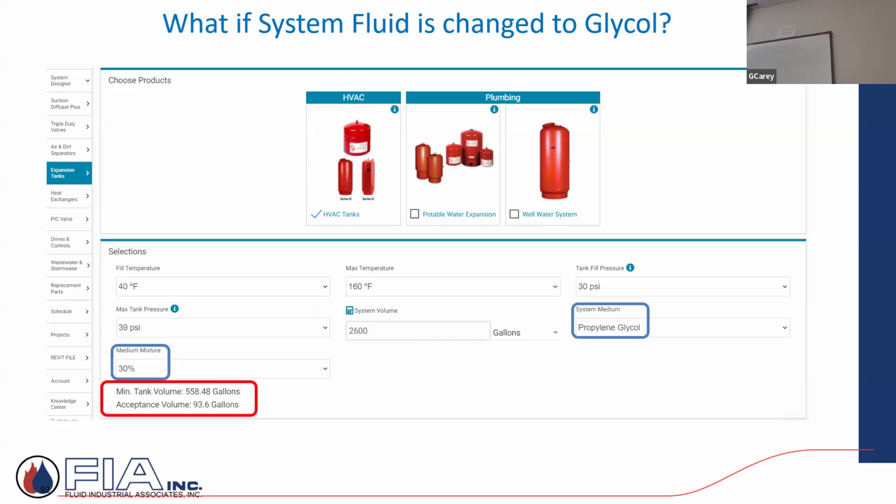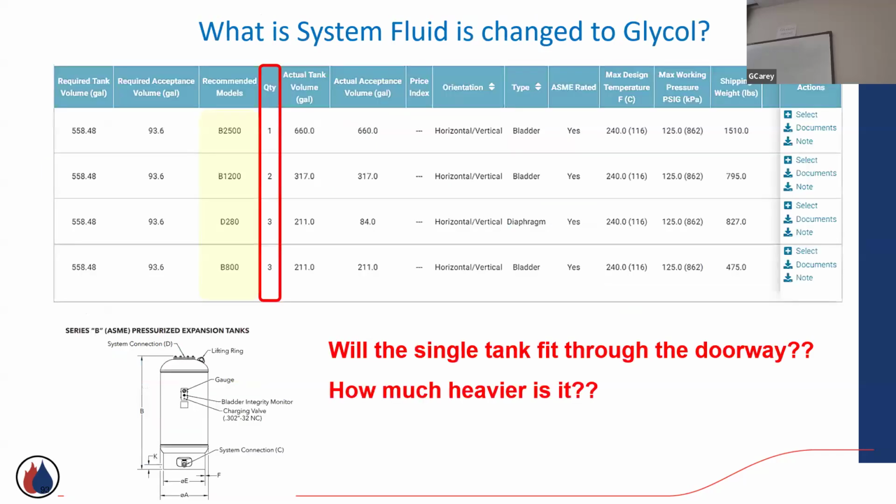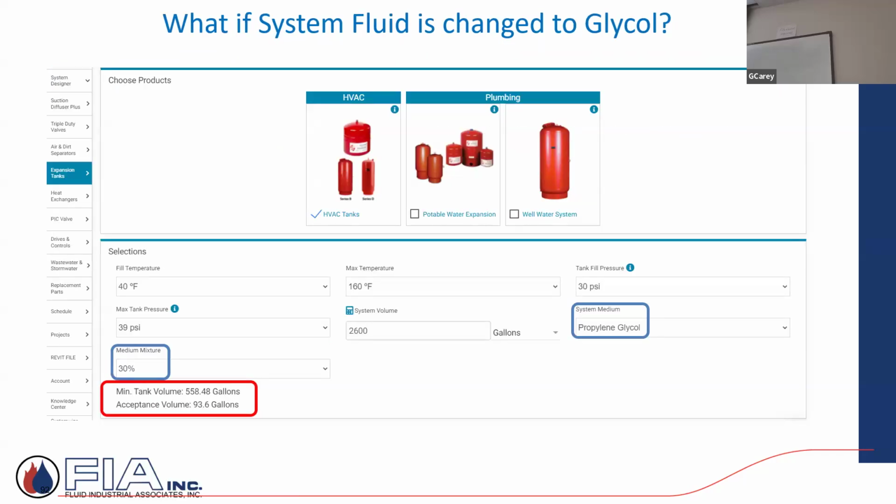Much greater, right? All I've done is keep everything that I calculated the same, but I changed the mixture of the glycol, because the system medium is no longer water, it's propylene glycol. What's the mixture? 30%. Now it's 558, almost 560, and 93 gallons instead of the 54. So it's quite a bit of difference.